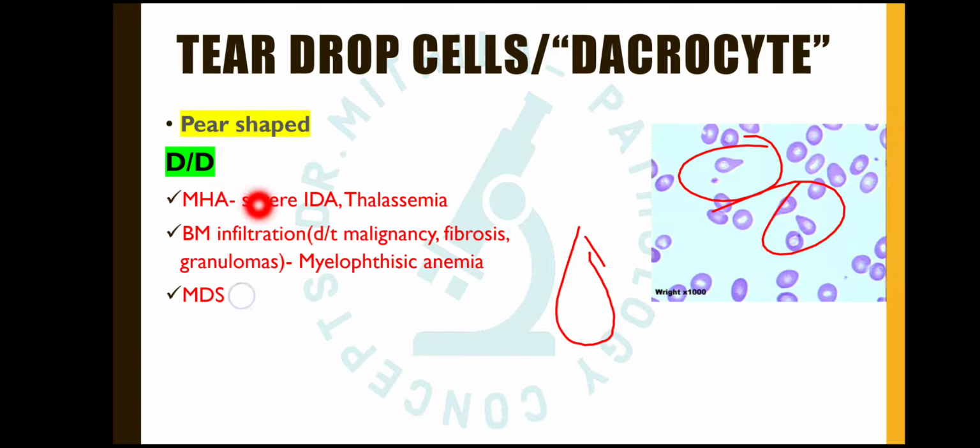So in all these conditions, the bone marrow is infiltrated by these foreign pathologies, and because of that there is myelophthisic anemia, and the RBCs that are forming inside the bone marrow get deformed into this tear shape. Another condition is the myelodysplastic syndrome. So in all these conditions, we should remember that the teardrop cells are seen, and they are also known as dacrocyte.